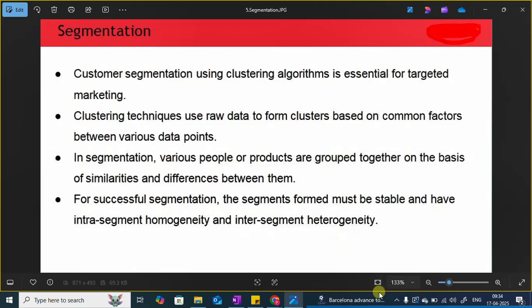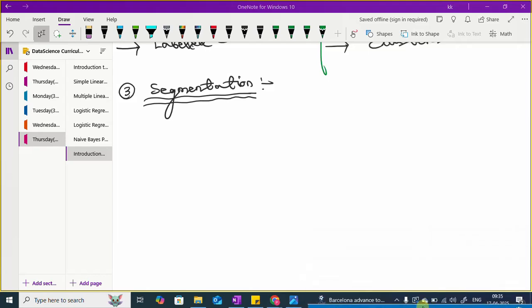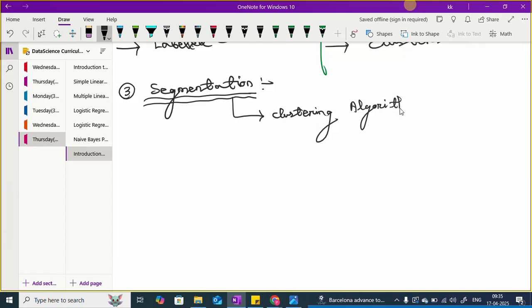Okay, let's come back to our whiteboard. Let's try to understand what this is all about. Segmentation. What do you mean by segmentation? Basically, we use a clustering algorithm. We use a clustering algorithm to make it segmented. Okay, let's take an example.